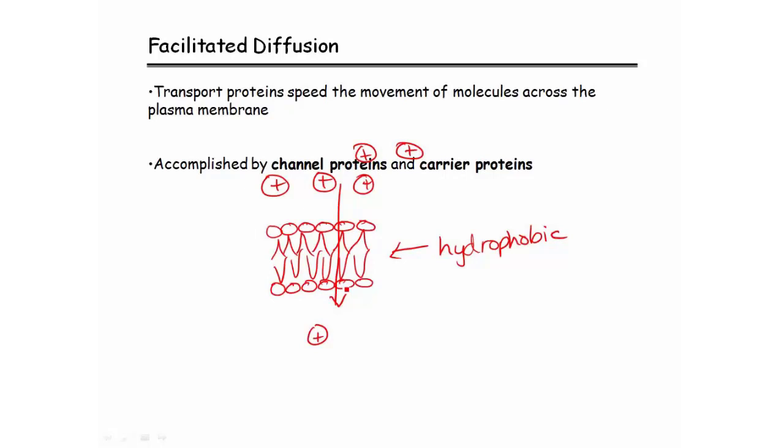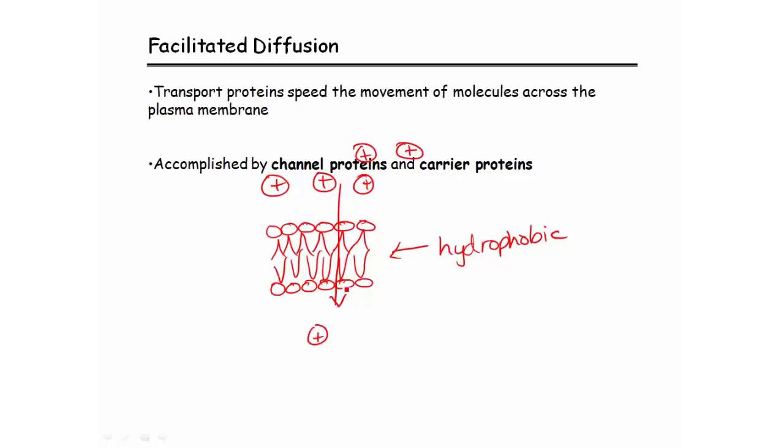Now, given enough time, they will move through the hydrophobic core one by one, just as we said that occasionally we can get a flip-flop in the phospholipids from one side of the bilayer to the other side. But that could take a very long time. So if this is a molecule that we would actually want to move across that membrane, we're going to use our carrier proteins and our channel proteins to help it across.